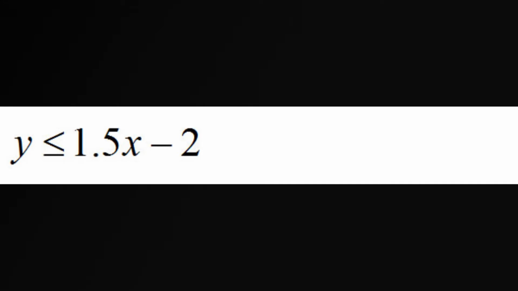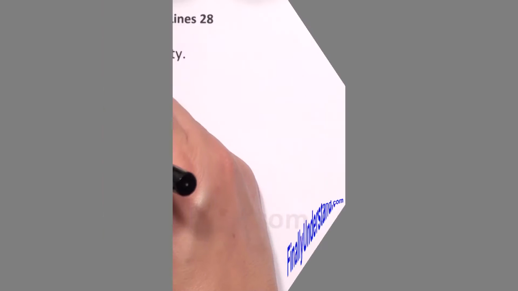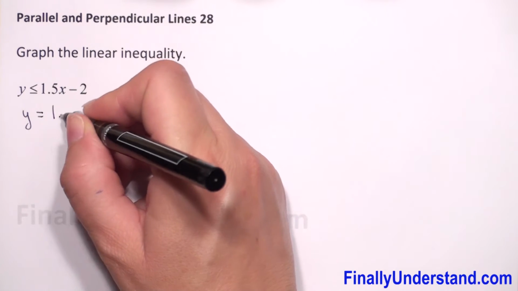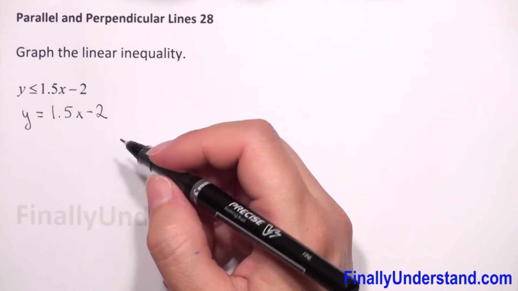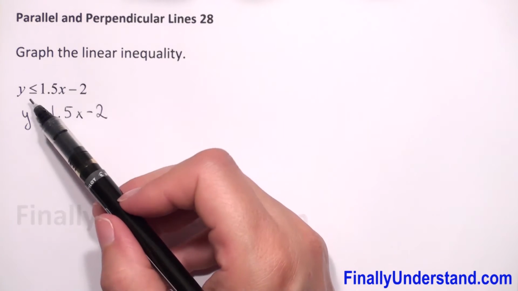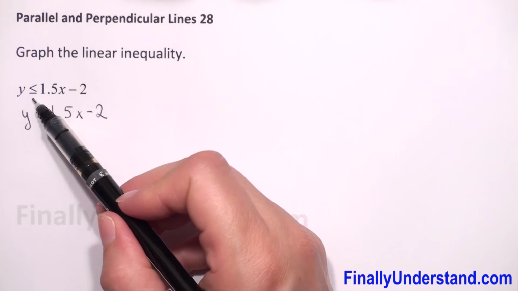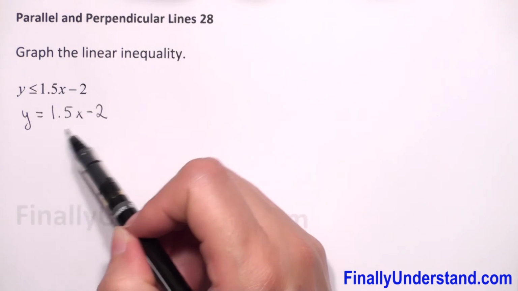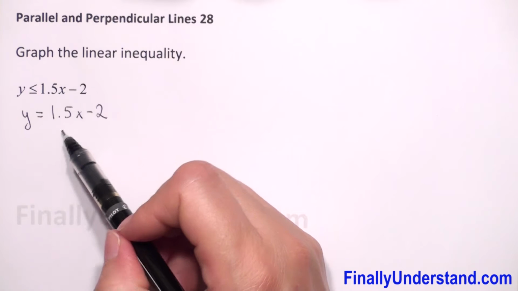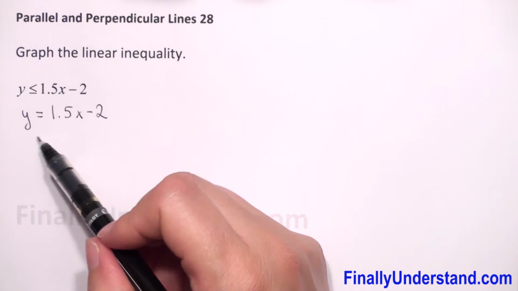We have the given inequality. First, the boundary line will be y equals 1.5x minus 2, and because we have the inequality y is less than or equal to, it means that this line is part of the solution. So we will draw a straight line.